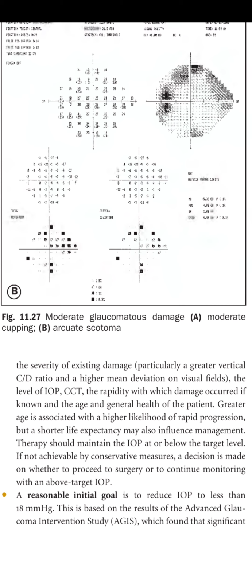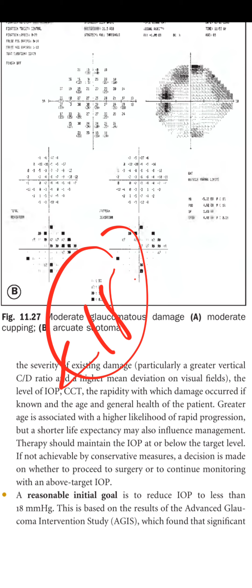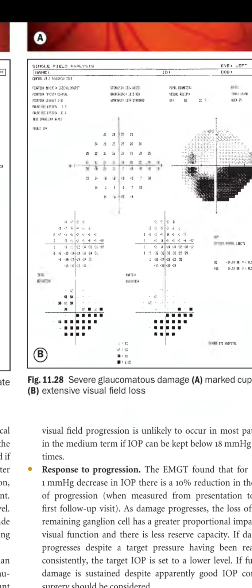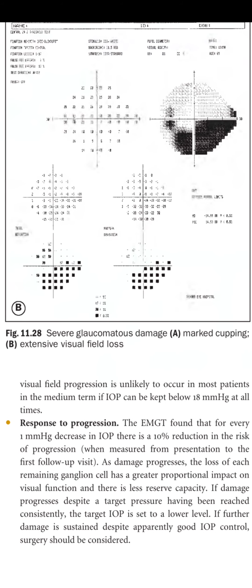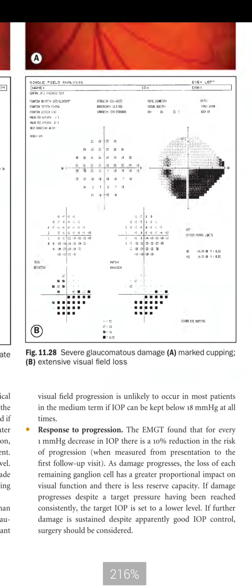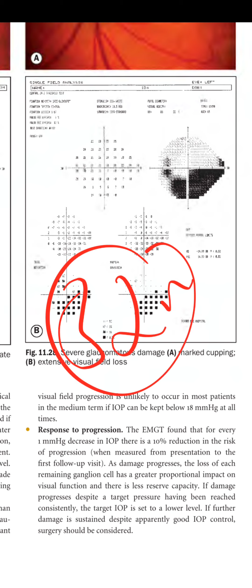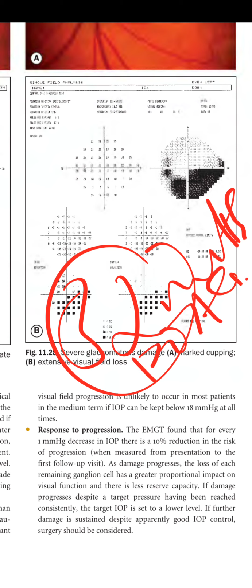So it is less than normal, like 18 millimeter mercury. This is based on the result of the Advanced Glaucoma Intervention Study. Very important, it is based on a study which found that significant visual field progression is unlikely to occur in a patient in the medium term if the IOP is kept below 18 millimeter mercury at all times. So if a patient comes to you with a pressure of 32 millimeter mercury and you know that patient has POAG, your target IOP will be almost 18 millimeter mercury.